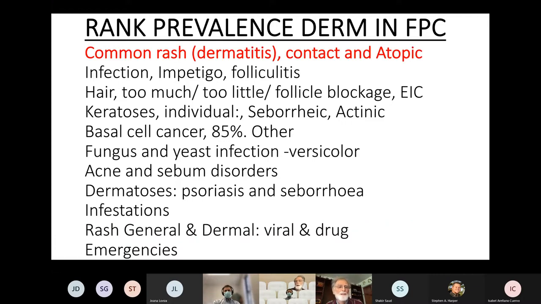So let's start with common rash. What are the top two causes? Contact and atopic dermatitis or eczema.